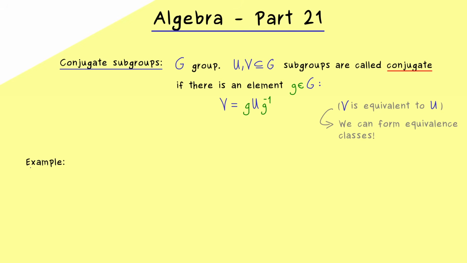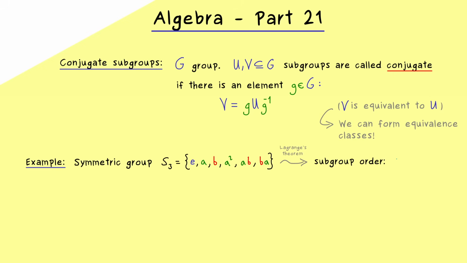Let's take the symmetric group S3, because there we already know all the subgroups. So here we have the group S3, which has 6 elements, and they can be written as e, a, a squared, b, ab and ba. Now by Lagrange's theorem, we know that the order of a subgroup has to divide the order of S3. Hence the possible orders are just 1, 2, 3 and 6. So it's not a problem at all to list all the subgroups, and we can start with the trivial one.